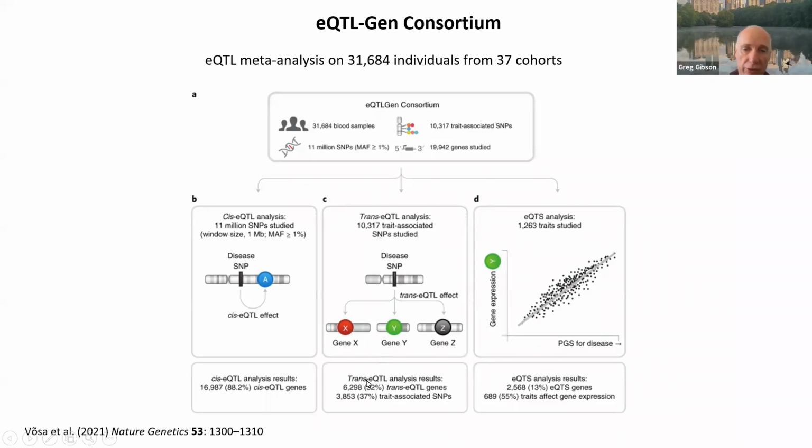In terms of trans-eQTL, those bands we saw a couple of slides ago, we're now, with this sort of sample size, up to 6,500 sites in the genome having trans effects. So that's amazing. And 1/3 of those are associated with traits from GWAS. Okay, so we'll look at that in the next slide in a little bit more detail.